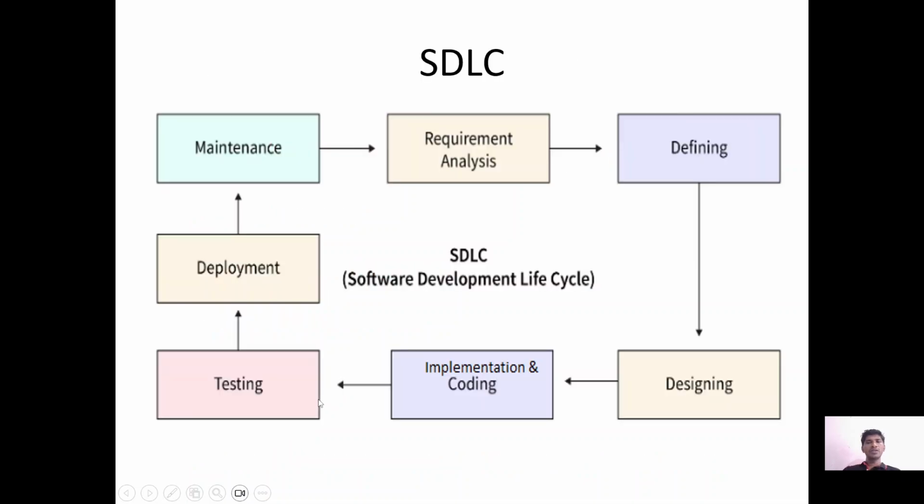So here is the software development life cycle. As we said earlier, this is the requirement analysis phase. Here we will be gathering all the requirements needed by the customer for the software development. Based on the requirements, we will be defining what we want to do. That is called defining. Once we have the defining, we will be having the designing. That is the blueprint. Once we have designed it, we are going to implement and code. Then we will be going for testing, then deploy it, and then maintenance. So this is the sequential flow of the software development life cycle.